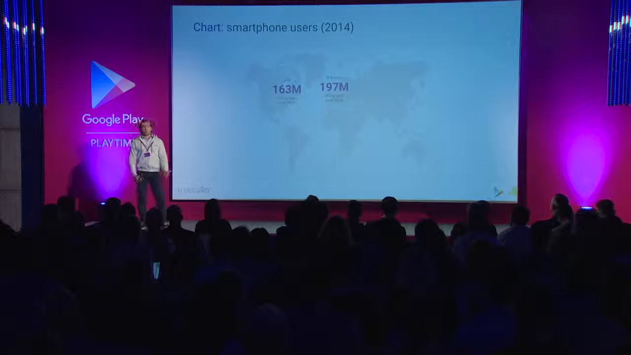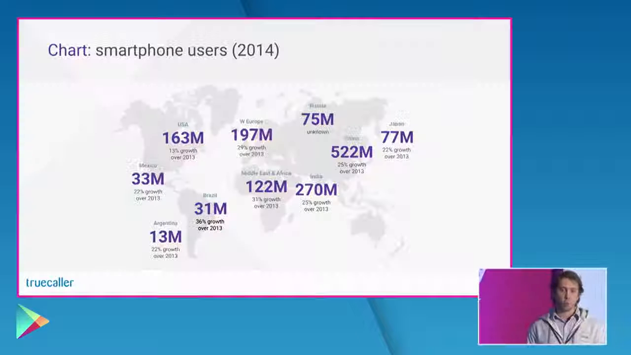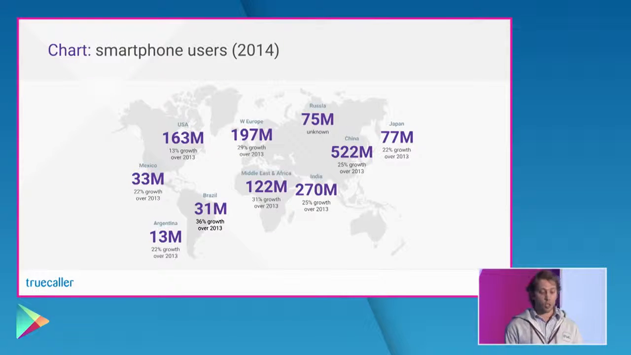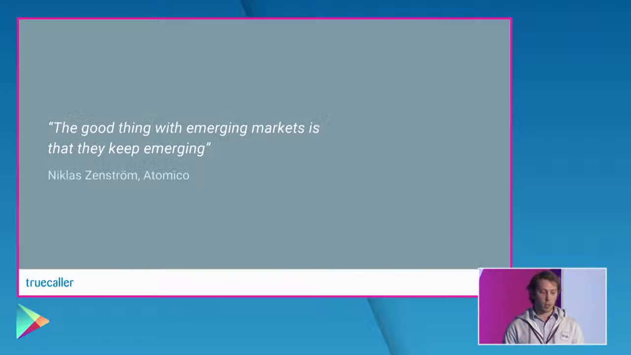What we tend to underestimate is the potential that all the other markets can actually have in our distribution. As we can see here, in China, at the end of 2014, there were 522 million smartphone users. In India, 270 million, and in the MENA region, 122 million. And we also need to remember that the next billion internet users is coming from those regions. So they are definitely going to keep experiencing huge growth in terms of users.